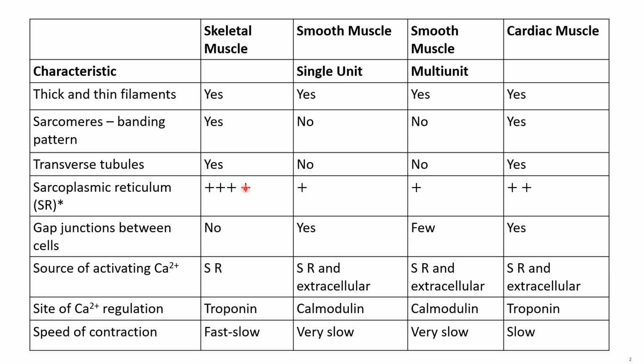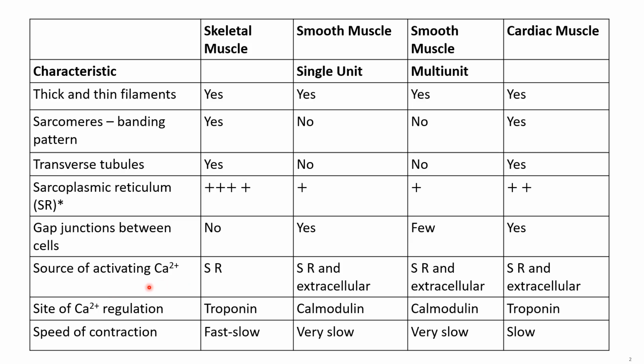There is an abundance of sarcoplasmic reticulum in the skeletal muscle, followed by cardiac muscle, and there is but only a few sarcoplasmic reticulum in smooth muscle. Gap junctions are present in smooth muscle as well as in cardiac muscle, but these are absent in skeletal muscle.